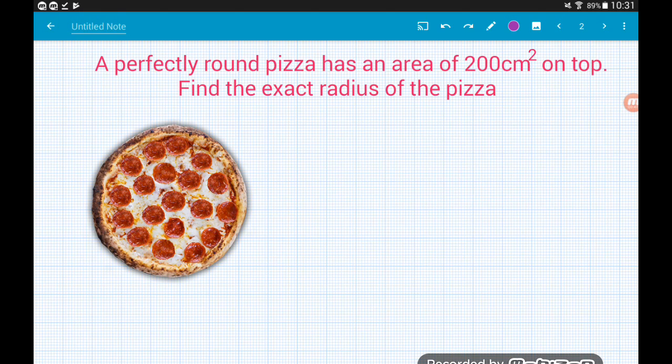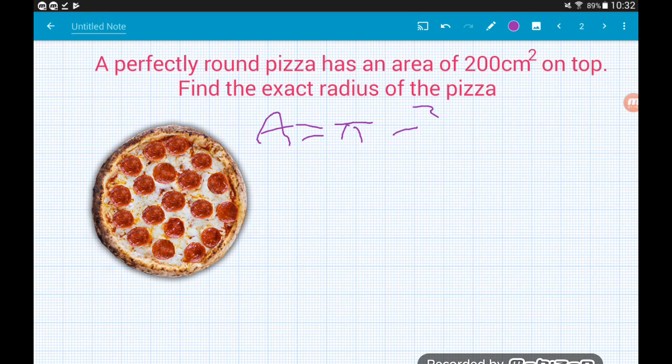So, what do we know about the area of a circle? Well, we know the formula for it. We know that area is equal to pi times the radius squared. So that's definitely going to be useful to us. Now we're being asked to find the exact value of the radius. So before putting in any numbers, I would rejig that formula to make r the subject.